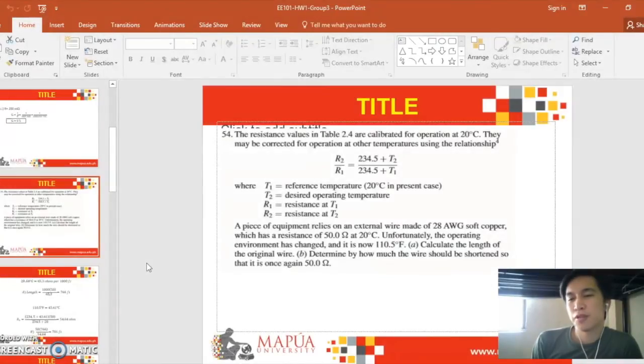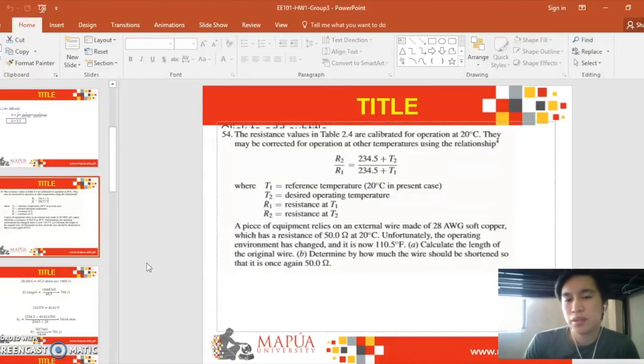Problem number 54. The resistance values in table 2.4 are calibrated for operation at 20 degrees Celsius. They may be corrected for operation at other temperatures using the relationship R2 over R1 is equal to 234.5 plus T2 all over 234.5 plus T1, where T1 is the reference temperature, T2 desired operating temperature, R1 resistance at T1, R2 resistance at T2.